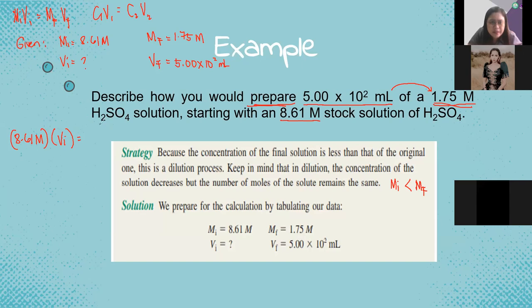You have 8.61 M times Vi. Remember, that is missing in the problem. And then the Mf is 1.75 M multiplied into the 5.00 times 10 raised to the power of 2 mL. Okay? So, ayan. I-substitute lang natin to.